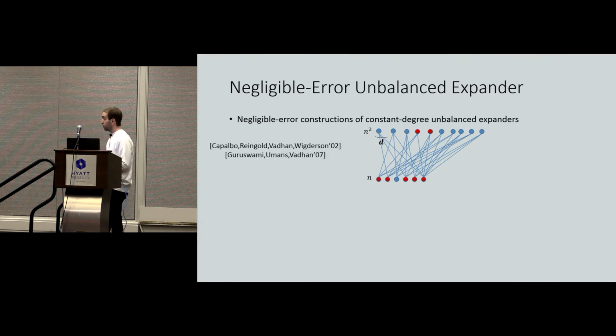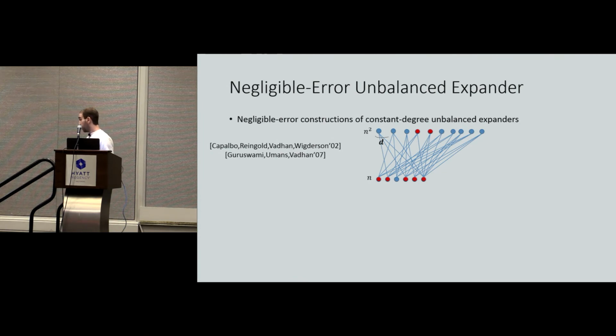And the previous works on the constructions of unbalanced expanders either have a constant D, but only linearly many vertices on the upper side, or they have polynomially many vertices on the upper side, but D is super constant. We want D to be constant and have polynomially many vertices on the upper side.